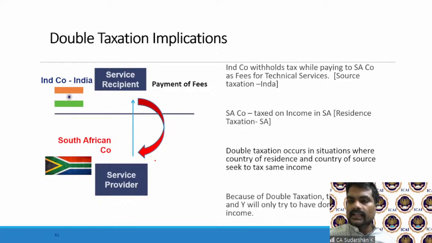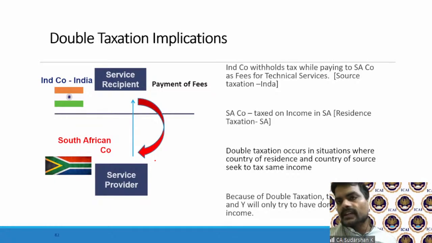this 100 income, because that's what they would have raised in their invoice, will get taxed in South Africa because it is a resident, and being a resident, worldwide income is taxable. So again, in South Africa, whatever the rate may be, 30%, 25%, they will have to pay tax. So effectively, the same income is getting taxed twice, one time in India and one time in South Africa. Now, what will happen in this case?